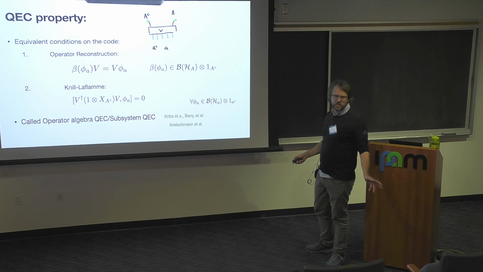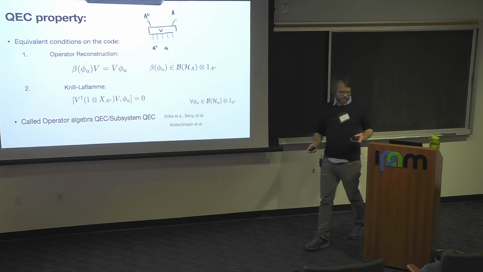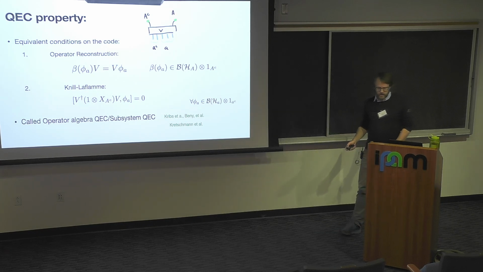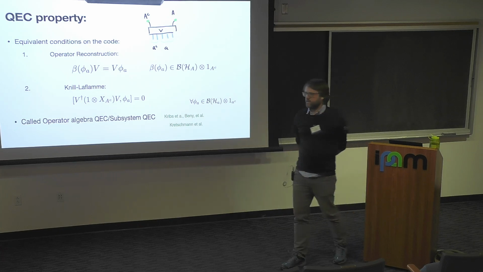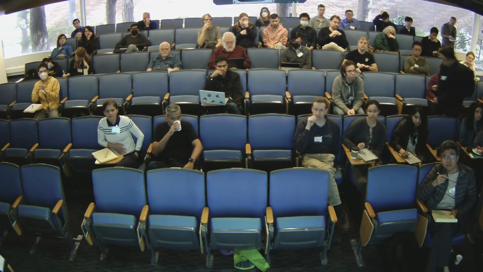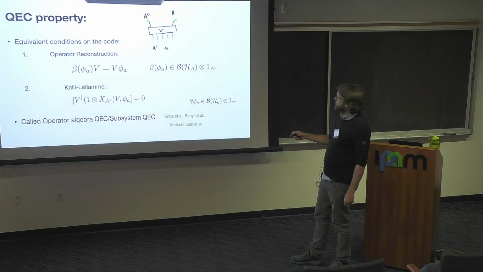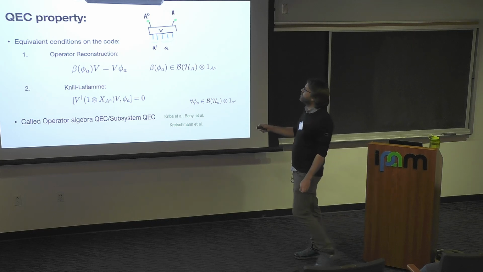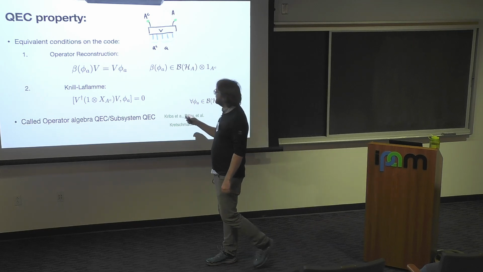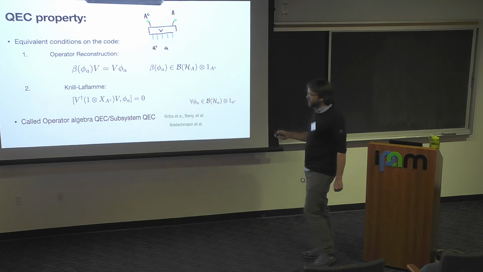Okay, are there any questions so far? What is beta exactly? Yeah, so beta is this representative. I'll explain a little bit more. It's a representative of the bulk operator in the boundary Hilbert space, in the physical Hilbert space. So it's a representative of the code operator in the physical Hilbert space.